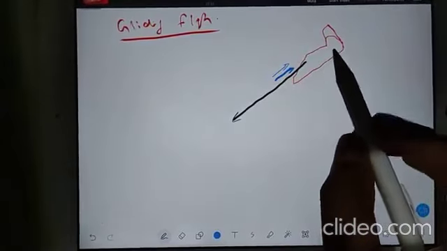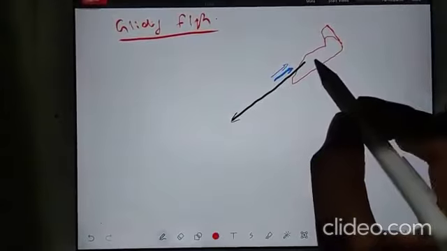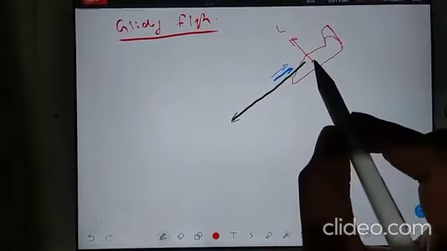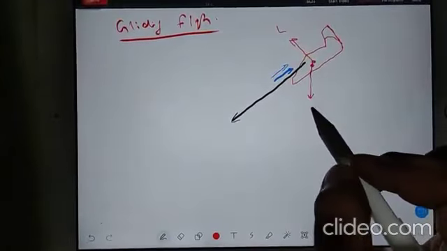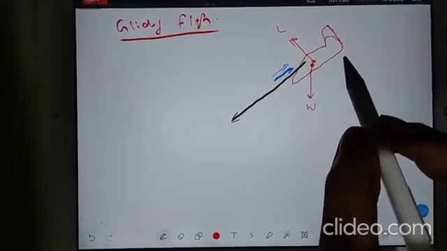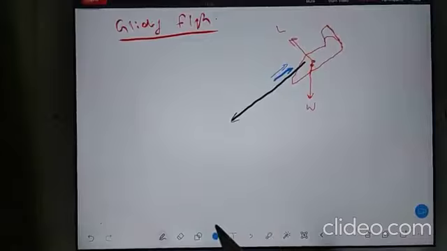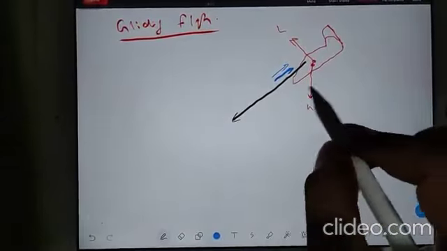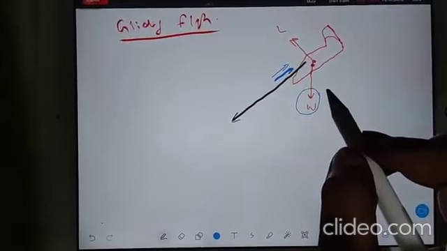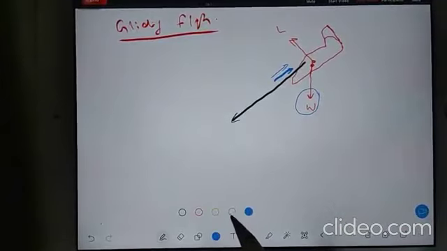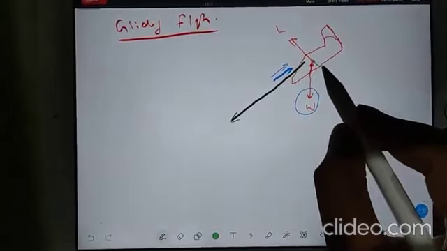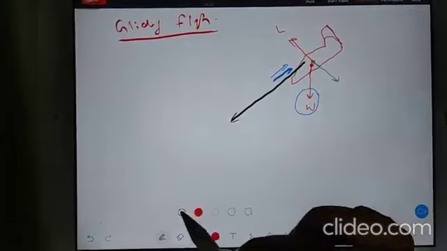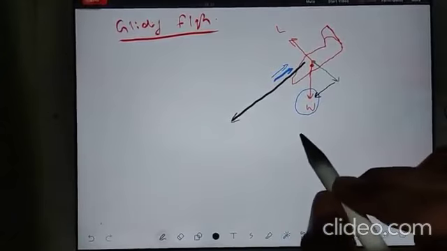It means lift is perpendicular to the air. So suppose this is the center of mass. I am talking lift is here. And no doubt drag is acting, weight is acting downward always. Question: why is the aircraft going downward? Answer: because of the weight. Is it because of the full weight? No, it is not because of the full weight. Then how much weight? One component of weight is here and another component of weight is here.